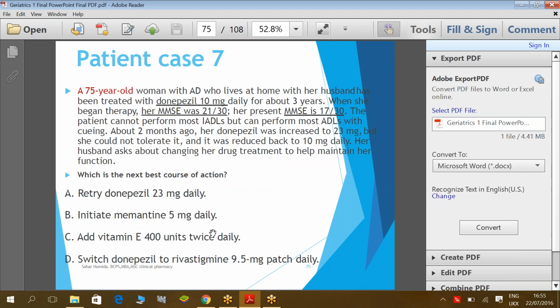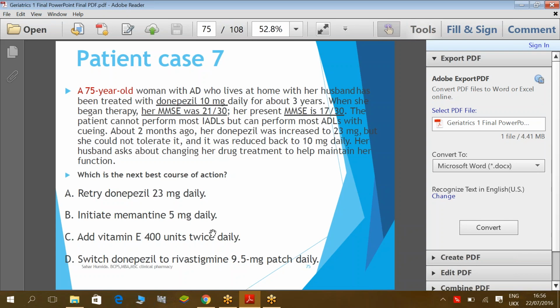Case number 7, 75-year-old woman with Alzheimer disease who lives with her husband, has been treated with donepezil 10 mg. When she began therapy, her MMSE score was 21. Now her MMSE is 17. The patient cannot perform most instrumental activities of daily living. About 2 months ago, her donepezil was increased to 23 mg, but she could not tolerate it and it was reduced back to 10. Her husband asked about changing her drug. Are you going to retry donepezil again, or are you going to initiate memantine, or are you going to add vitamin E, or are you going to switch her donepezil?